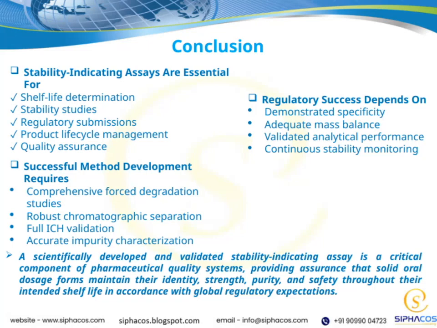We rely on stability indicating assays to guarantee that medicines stay safe and effective from production to use. These tests confirm a drug's identity, strength, and purity over time, meeting strict global standards. To succeed with regulators, we need clear specificity, thorough mass balance, validated methods, and ongoing stability checks. These assays are vital for determining shelf life, supporting stability studies, and managing the entire product life cycle. Developing them means rigorous degradation testing, strong separation techniques, full validation, and precise impurity analysis.